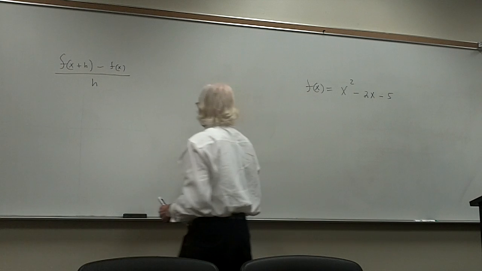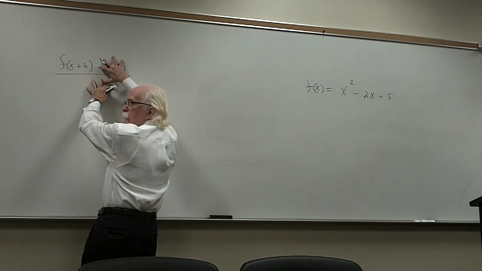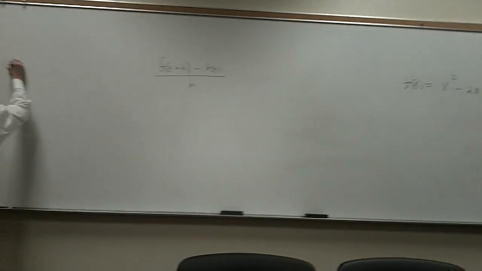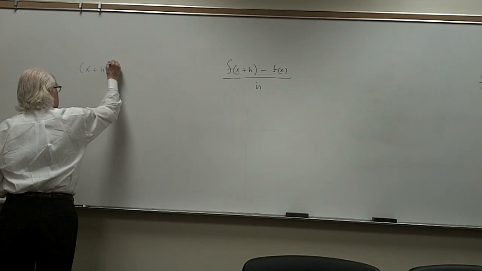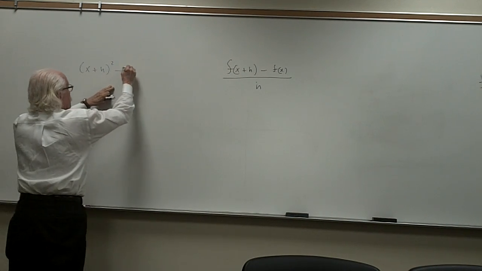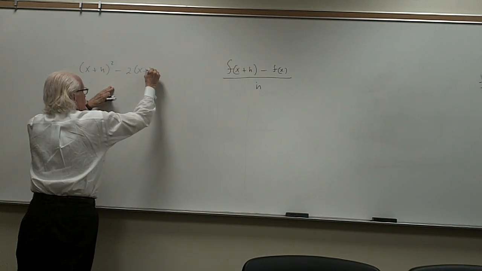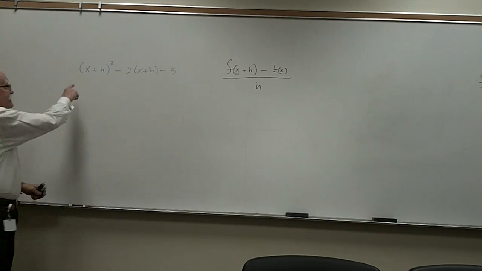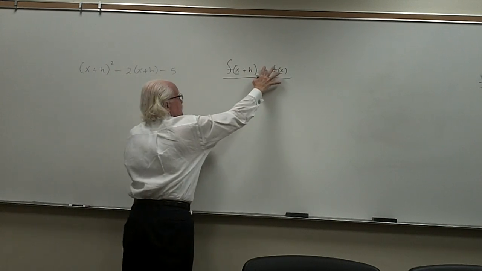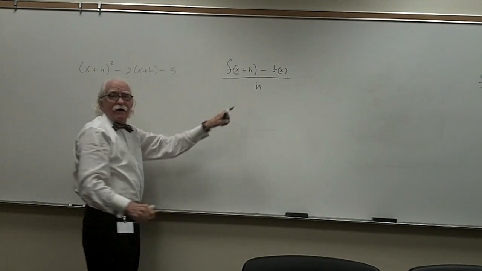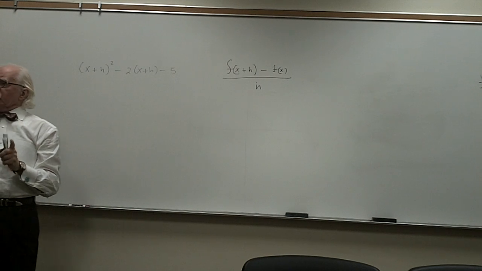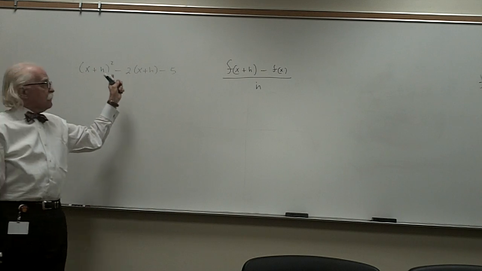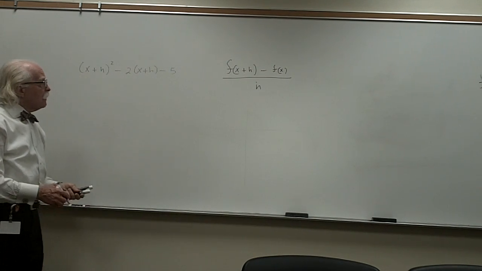Let's just do this part right here first, okay? Well, that says x plus h squared minus 2 times x plus h minus 5. This right here is this. See that? I just plugged in an x plus h every single place that I saw an x. Okay? Everybody with me still?